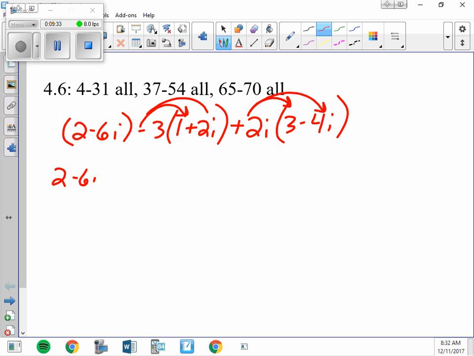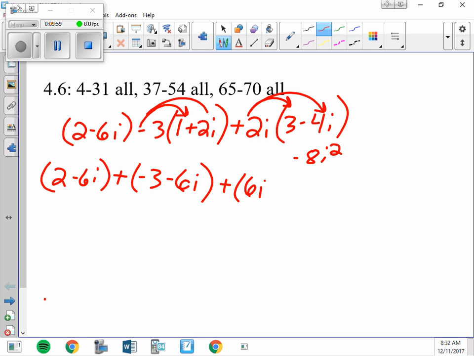2 minus 6i plus negative 3 times 1 is negative 3. Negative 3 times 2i is negative 6i. And then 2i times 3 is 6i. And then 2i times negative 4i is negative 8i squared. But i squared is just negative 1, so that turns into plus 8.